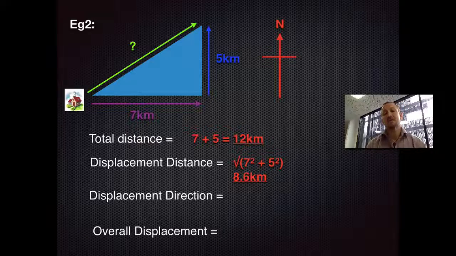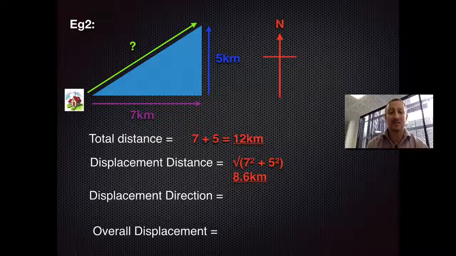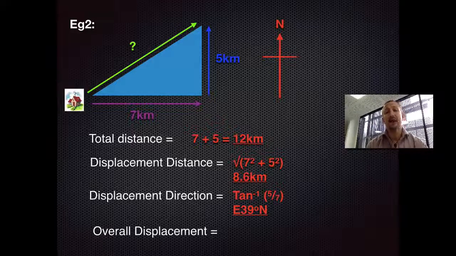Now, because displacement is a vector, I've then got to work out the direction. The direction will then be using trigonometry. Now, in this case, I want to find the angle where the house is. So I've got the opposite, which is the 5 kilometers, and the adjacent, which is the 7 kilometers, which means I use tan, and I divide the opposite by the adjacent. So it's tan to the negative 1 of 5 over 7, which comes out at 39 degrees. Now because I'm going east and then moving north, my bearing will be: I'm facing east, I then move 39 degrees in a northerly direction.